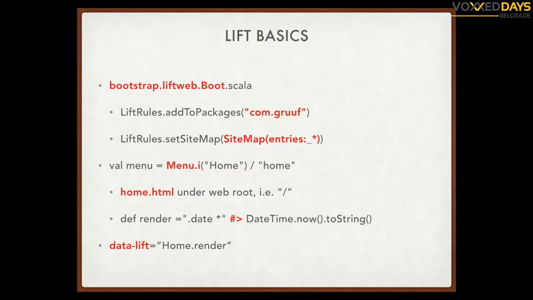We are using SiteMap because it's a good practice to use SiteMap. And then we can define a menu in the companion object, as I showed you. It's also good practice to use it. And then just render the HTML using the data-lift attribute and binding this home render function inside it. So I think it's quite simple. If you have any questions, just ask, because I'm here for you.